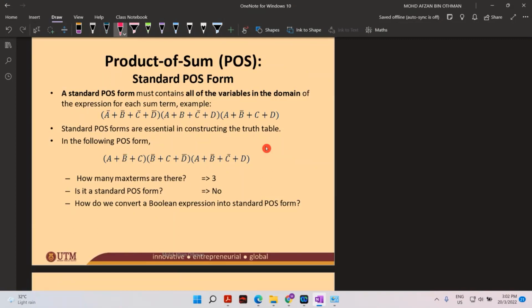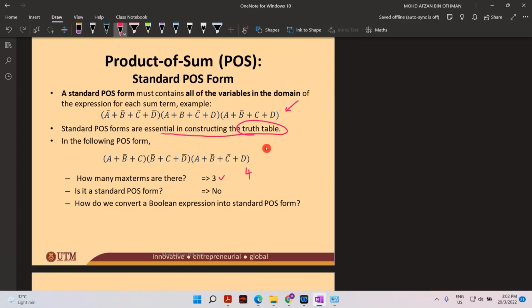Why do we want the standard POS? Same as before, the standard POS form is essential for constructing the truth table, because later we are going to make a truth table from our Boolean expression, whether POS or SOP. So let's look at these examples. How many max terms are there? 1, 2, 3, so we have 3 max terms. How many domains? We have 4 domains, which are A, B, C, and D.